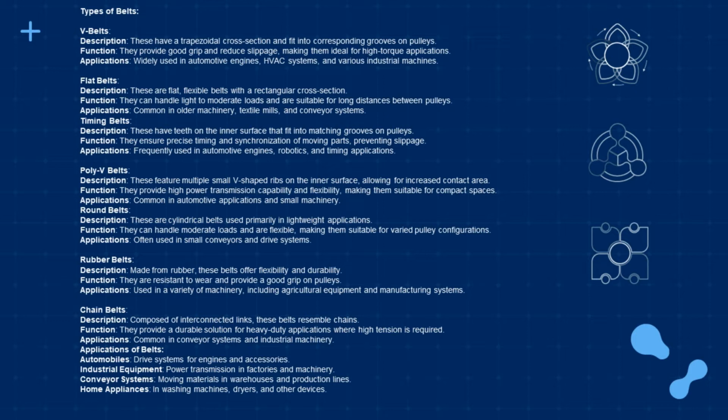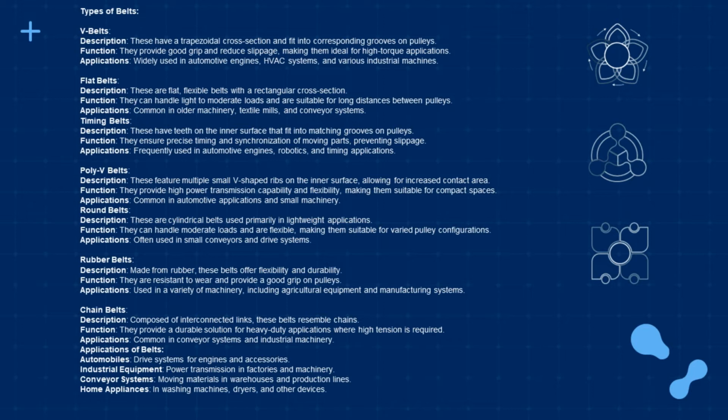Ribbed belts. Description: these feature multiple small V-shaped ribs on the inner surface, allowing for increased contact area. Function: they provide high power transmission capability and flexibility, making them suitable for compact spaces. Applications: common in automotive applications and small machinery.